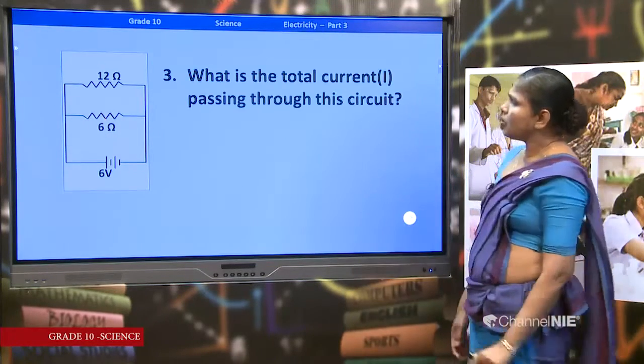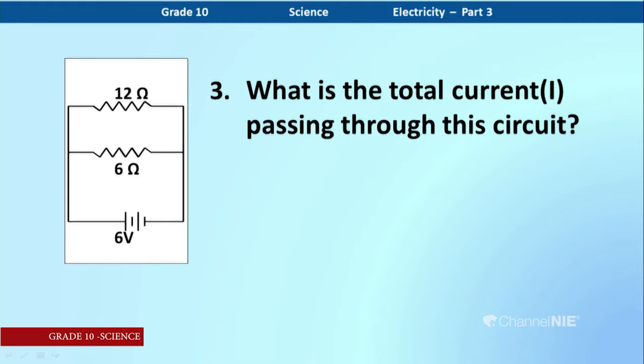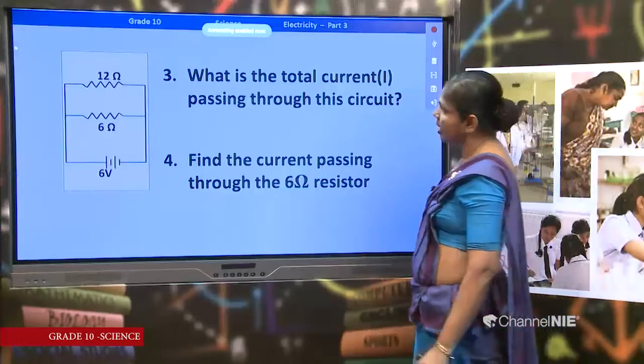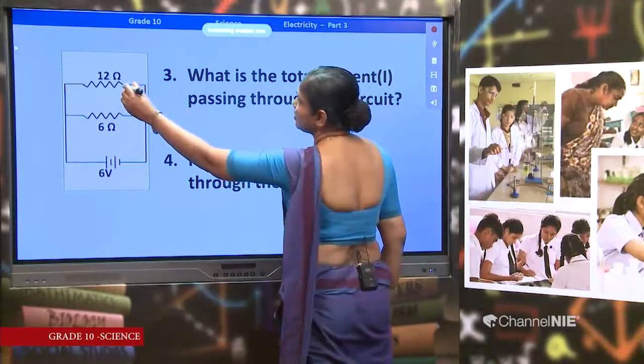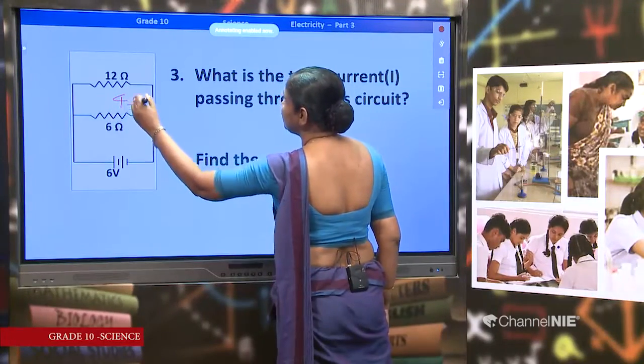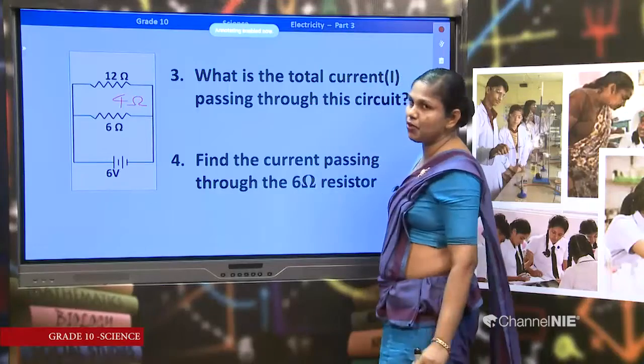Again, what is the total current passing through this circuit, children? And again we have to find the current passing through the 6 ohm resistor only. Right, let me explain how to find the total current passing through the circuit. Here we got, children, the equivalent as 4. We found the equivalent of these two resistors as 4.